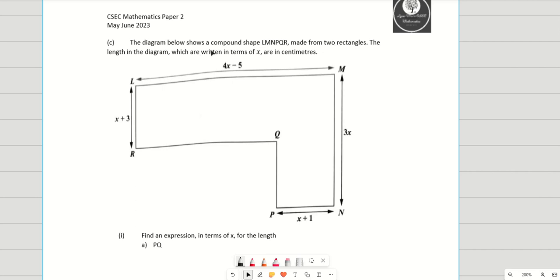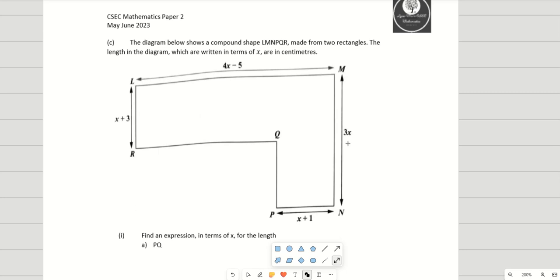Part C says the diagram below shows a compound shape LMNPQR. That's just this big shape, which is made up of 2 rectangles. The lengths in the diagram, which are written in terms of x, are in centimeters. So find the expression in terms of x for the length of PQ. So we want PQ. When you're looking at this, we have to look at what is given. What do we include PQ in? So if you look, let me just use this.